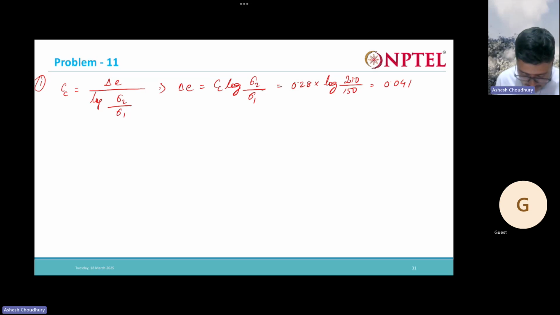So initially the stress was 150, and then it increased to 210. So from there we can get the change in void ratio. The change in void ratio is 0.041. So this is the change in void ratio. Okay, so the first thing we found out. First we were asked to find the change in void ratio, and we calculated it. Next is the settlement of the soil stratum due to the above increase. So we will use the same settlement relation.